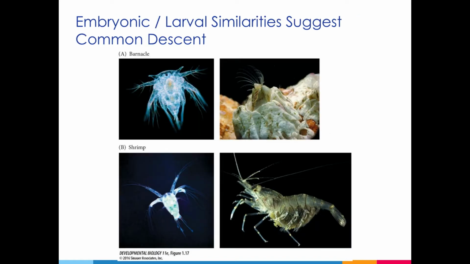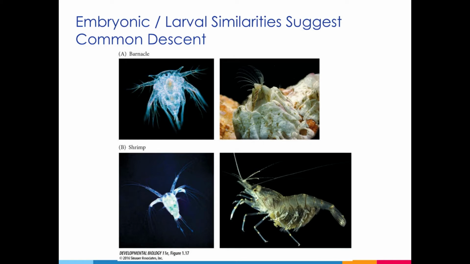The relationships among species can be established by finding common embryonic and larval forms. Similarities in embryonic structure suggest common descent, and organisms are actually classified based on their embryonic and larval forms. For example, barnacles and shrimp are both classified as arthropods based on the features of their larval forms, even though as adults these organisms look very different. This suggests that there are generalized features that appear early in development, while more specialized features appear later.